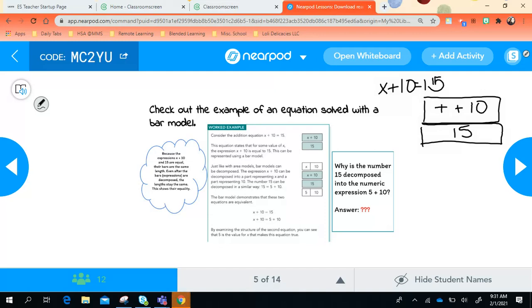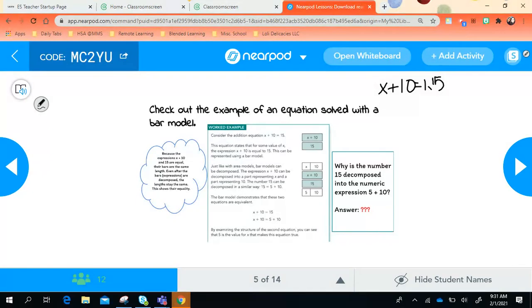Just like with an area model, bar models can be decomposed. The expression x plus 10 can be decomposed into a part representing x and a part representing 10. The number 15 can be decomposed in a similar way. So, I did put plus up there. That's supposed to be an x.